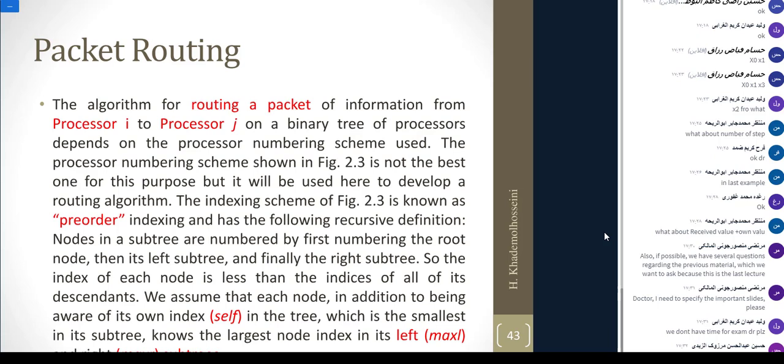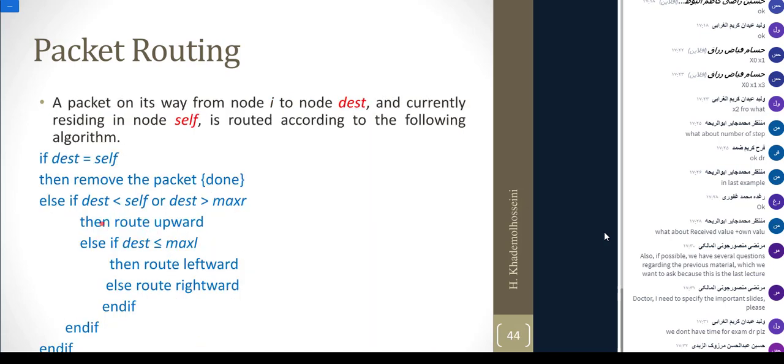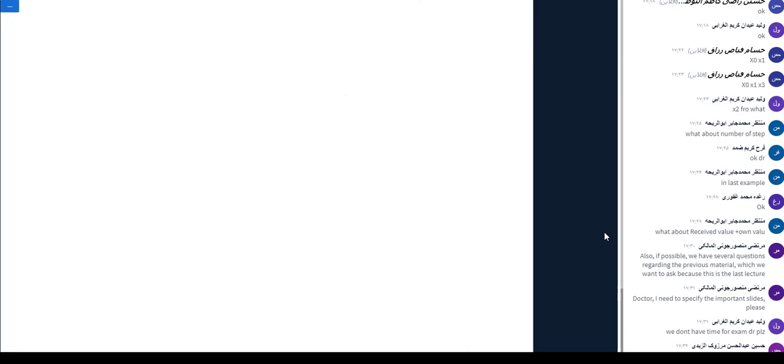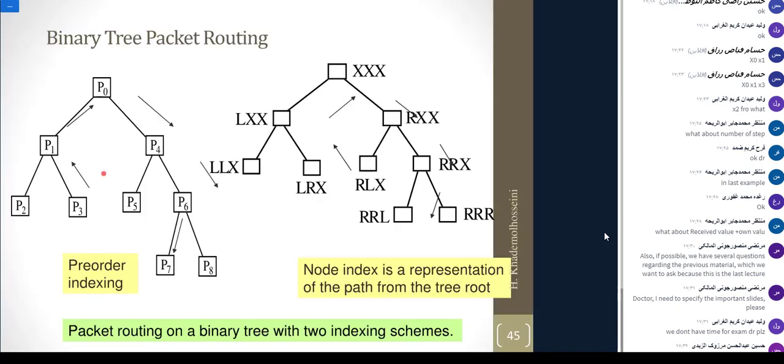If you want to know it exactly, you must read it again and again, and then repeat this routing and implement it on this tree. Here, this indexing is pre-order. How about this one? This node indexing is a representation of the path from the tree root. It is another indexing. How?